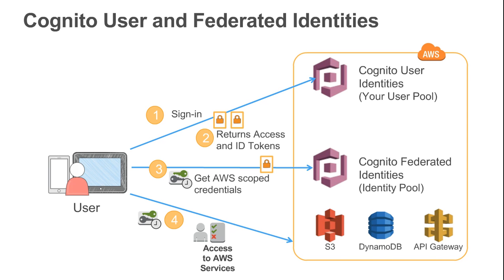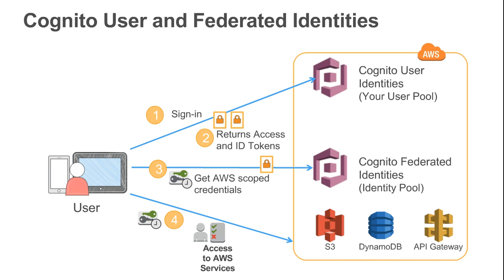So in this example, I start with a user on the left-hand side with, say, a mobile or a web app, and they're going to sign in through a user pool. So they're going to give their username or their email address and password. And once they've successfully signed in, the user pool is going to return some tokens. So I've illustrated here an access token and an ID token. There is also a refresh token, but these are the two that you would use for authentication or for further interactions with the user pool.